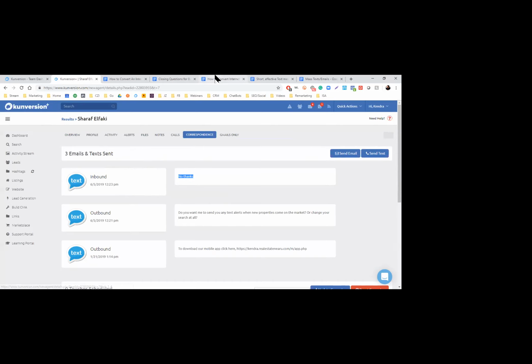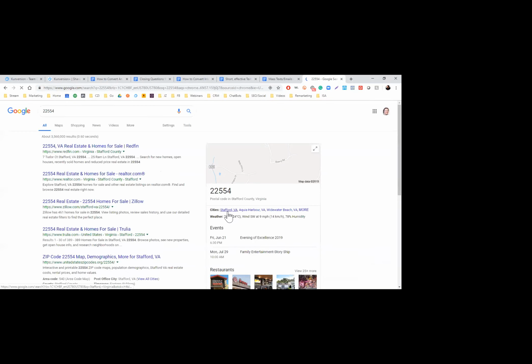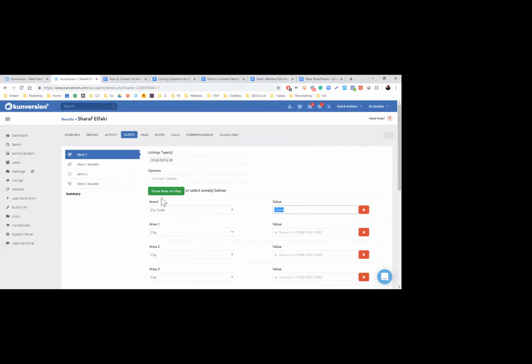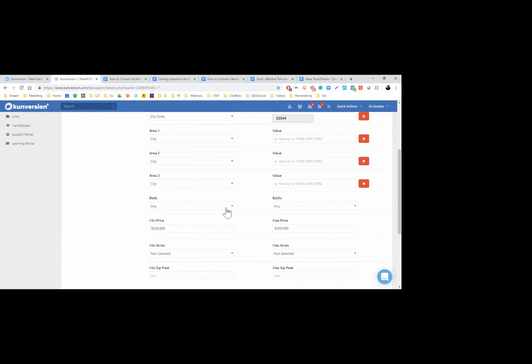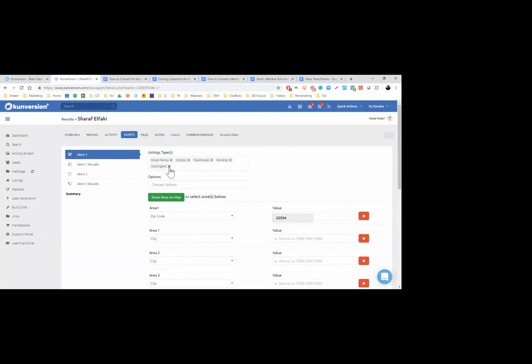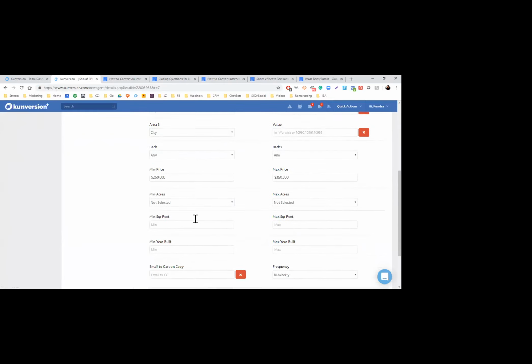So this is what I'm going to do. I'm going to take a look at some of the alerts that we have set up. Where's this zip code? Stafford. Okay, so she's looking in Stafford. And so I would go and take a look at her alerts. Feel free to stop me, Kendra, if any of these listing types don't apply in your market. Single-family, condo, townhouses. Why would you put contingent or pending on there? All right, let's get those out. Yeah. And then her price point.